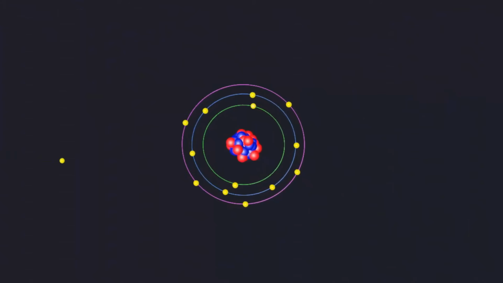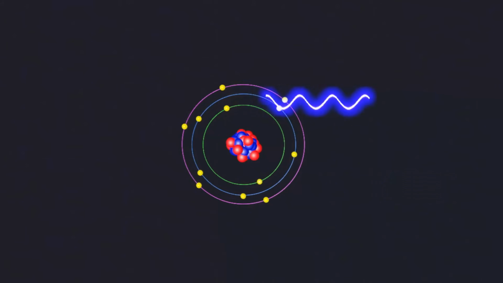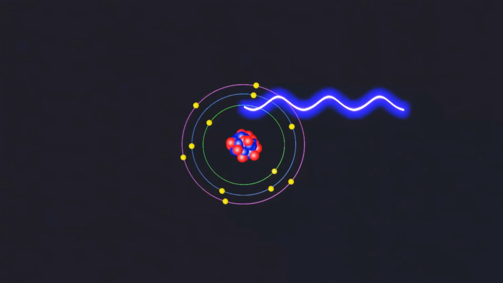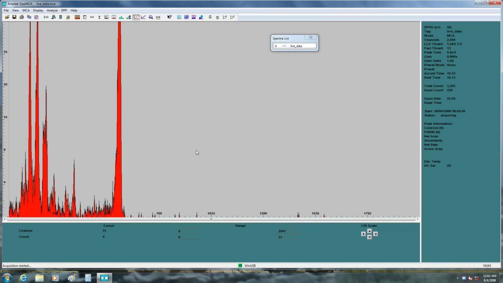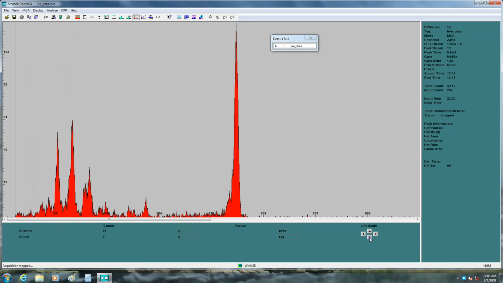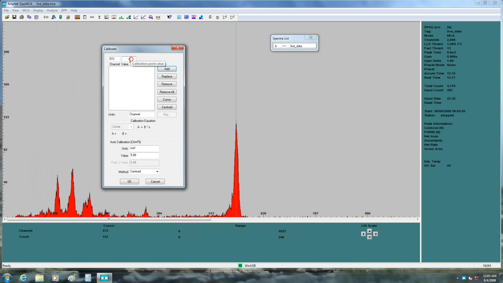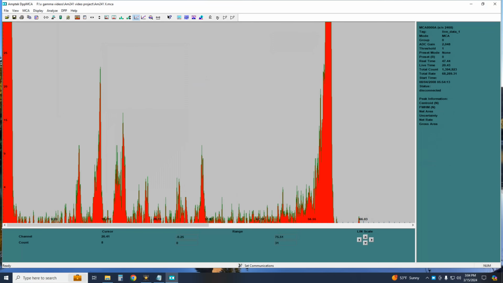Gamma photons carry enough energy to free an inner shell electron, which produces an X-ray when a higher electron falls in closer to the nucleus to replace it. When this happens near the surface of the detector, the released X-ray can escape and only partial energy is deposited. If this happens often enough, we see an escape peak a few keV below the main photopeak, and we can see it right here.